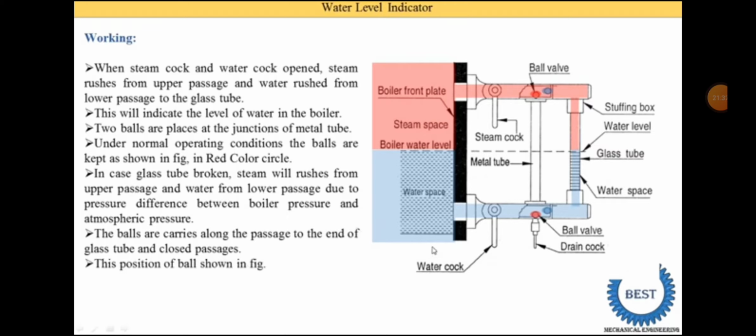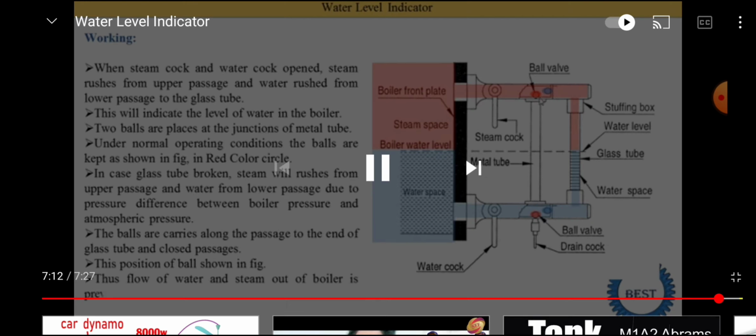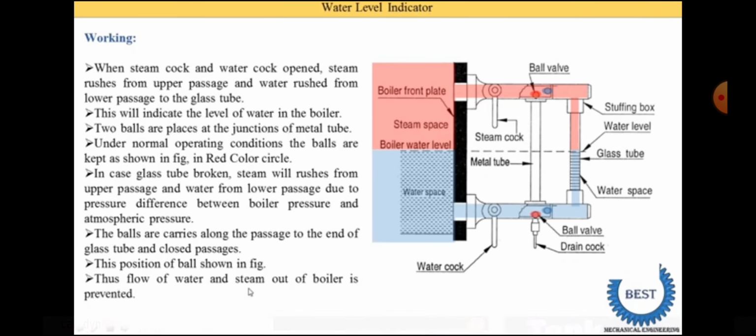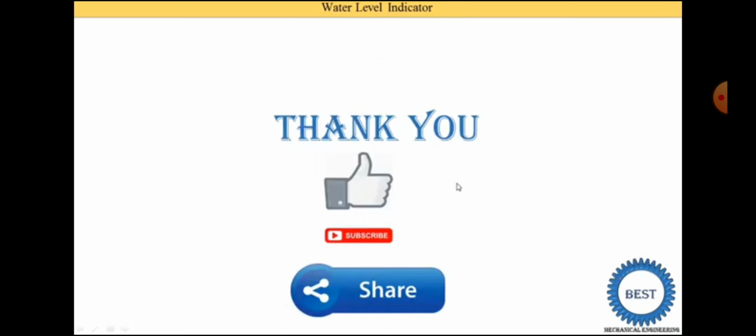The positions of the ball are shown in this figure by the blue color when the glass tube is damaged, and the red color balls indicate the normal positions. Thus the flow of water and steam out of the boiler is prevented by using this ball valve. This is the working of the water level indicator.